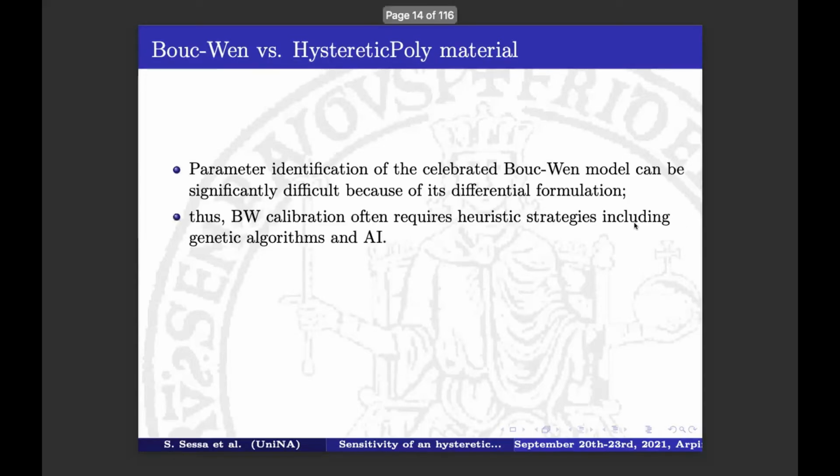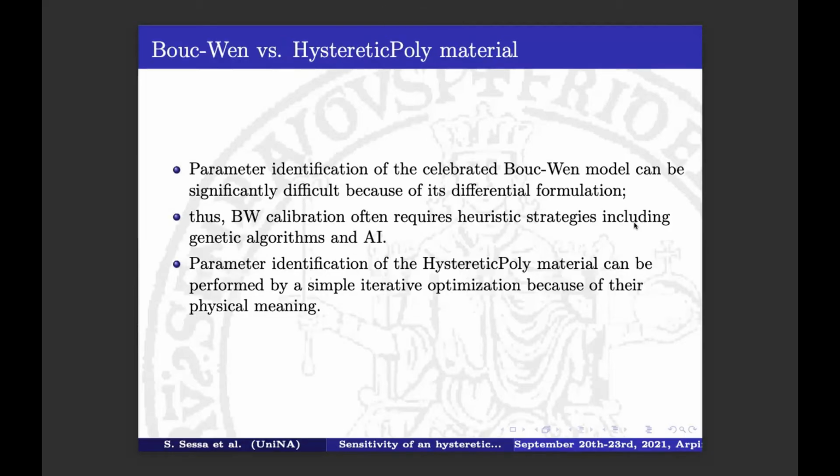In fact, the calibration of Bouc-Wen models frequently requires heuristic approaches, such as artificial intelligence or genetic algorithms or similar, that may not be easy to perform for practitioners. On the contrary, the identification of this model can be performed by a simple iterative optimization because of the physical meaning of the parameters.